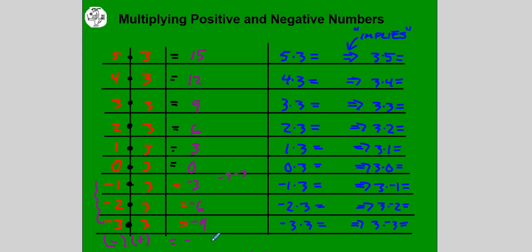Parentheses mean multiplication. Okay, so then also the order in which you multiply is not important. So 5 times 3 is 15, 3 times 5 is also 15. This symbol here means implies. Okay, so the order that you multiply is not important. 4 times 3 is 12, 3 times 4 is 12. 3 times 3 is 9, 3 times 3 is 9, 2 times 3 is 6, 3 times 2 is 6. 1 times 3 is 3, 3 times 1 is 3. 0 times 3 is 0, 3 times 0 is 0.